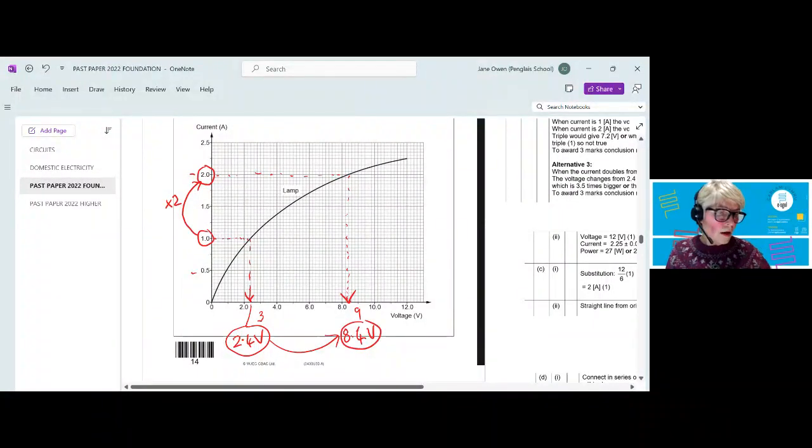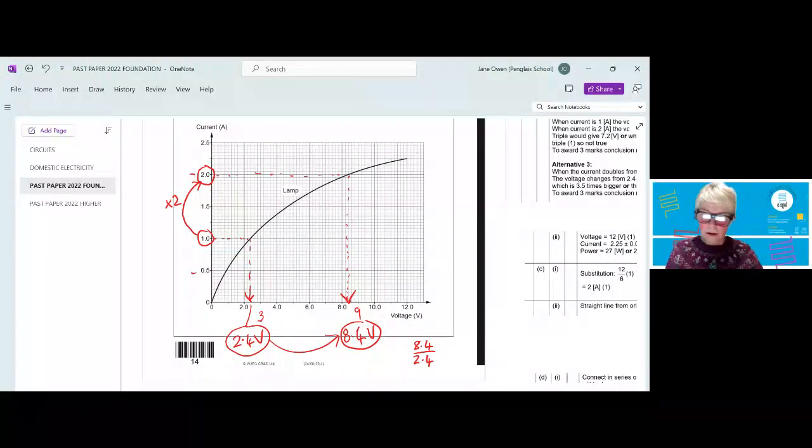Now, to work out what the difference is between those two, it is easier to write it as a fraction and put it into your calculator as a fraction. 8.4 divided by 2.4, you can see by how much it gets bigger. So I'm going to quickly do that. I have already done it, I just want to check it out though. 8.4 divided by 2.4 equals 3.5.